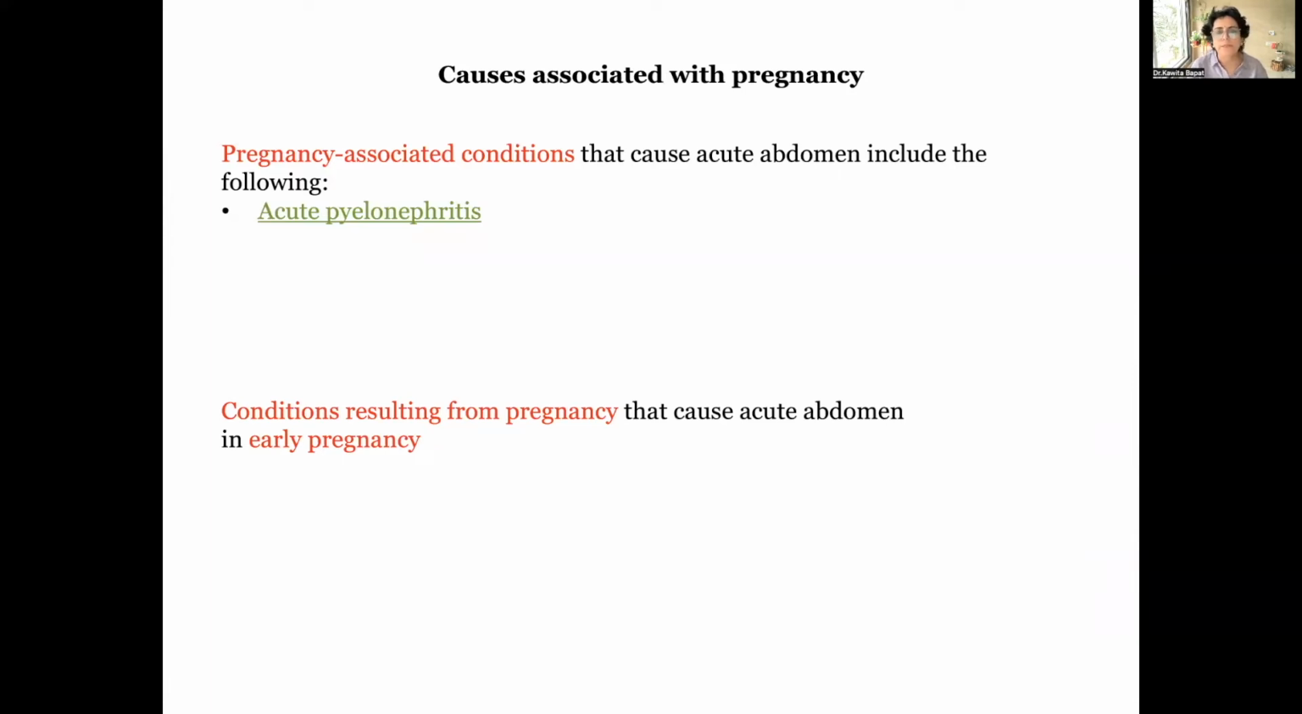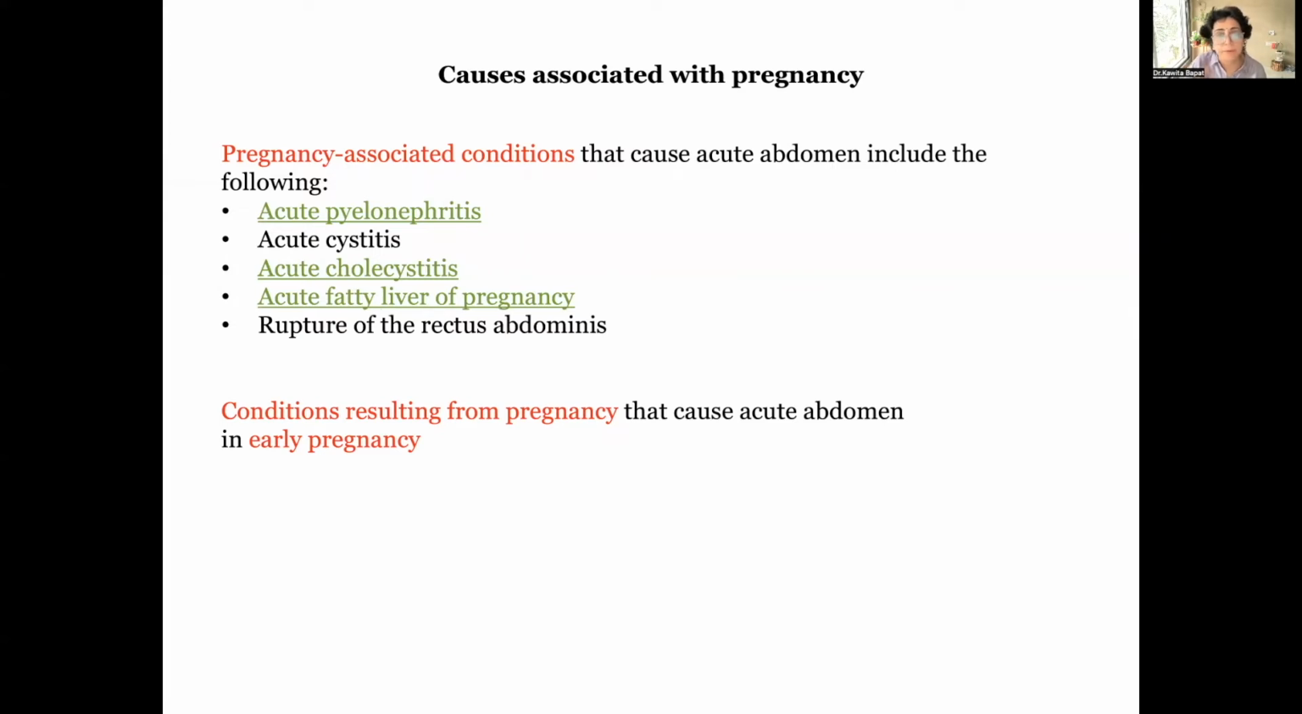Now, these are the causes associated with pregnancy that we have. They were incidental, and these are associated, which can be acute pyelonephritis, acute cystitis, acute cholecystitis, acute fatty liver of pregnancy, and rupture of the rectus abdominis. See, when the patient comes with a very extended abdomen, previous C-section or something, there can be chances of rupture of the rectus abdominis and torsion of the pregnant uterus.